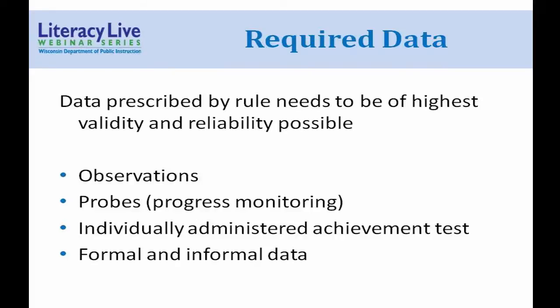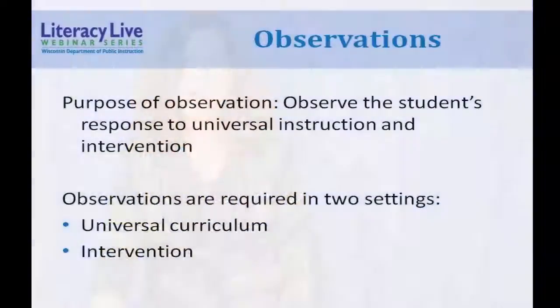It's important to note that the individually administered achievement test happens after 2 scientific, research-based or evidence-based interventions have been implemented. There are 2 types of observations that are required as part of the collection of data to determine whether a child has a specific learning disability. And so these observations, the 2 observations, are conducted for that initial eligibility determination.